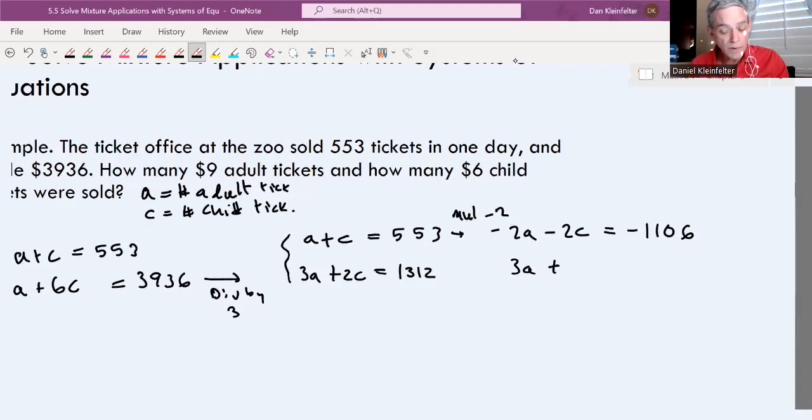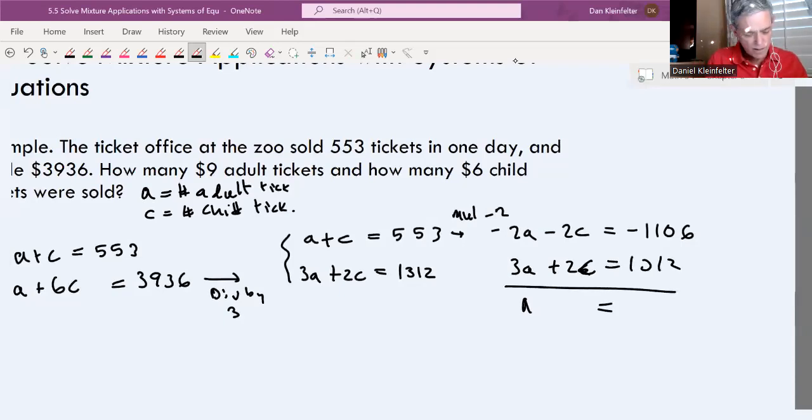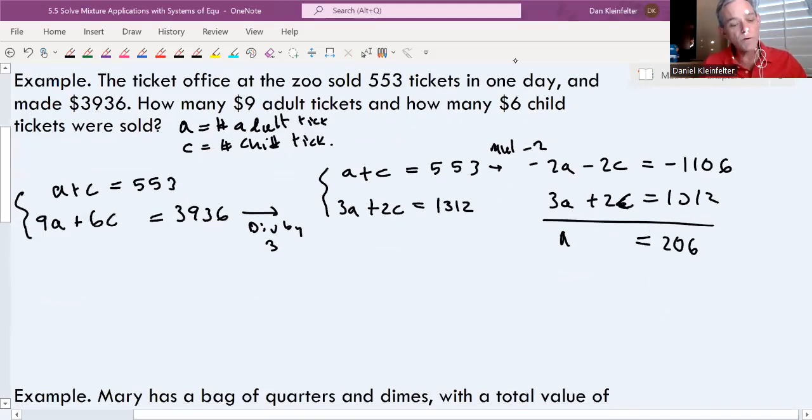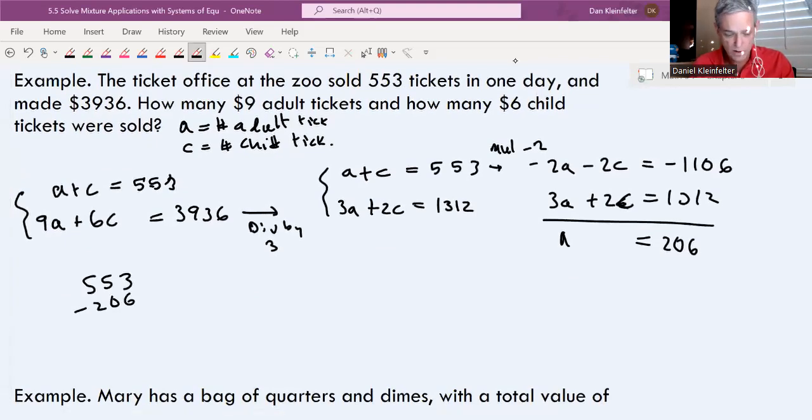Okay, so 3A plus 2C is equal to 1312. So we'll add. This will give us A. There are no C's. And then 1312 minus 1106 is 206. So 206 adult tickets. Now that we know how many adult tickets were sold, we can subtract from 553 to find the number of child tickets. Okay, so it looks like 347 child tickets and 206 adult tickets.